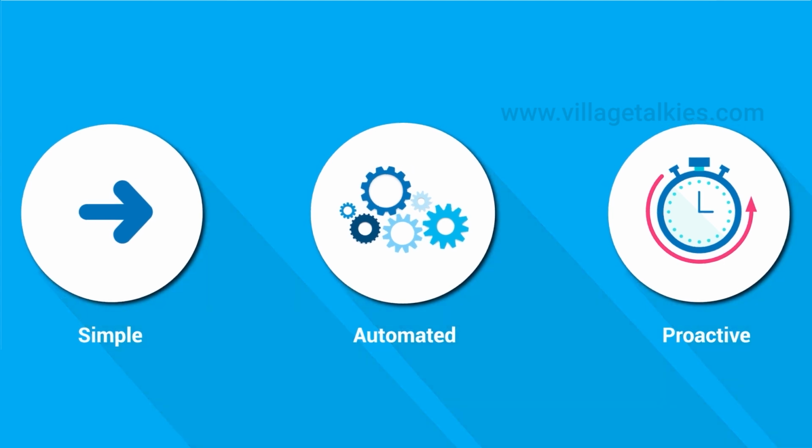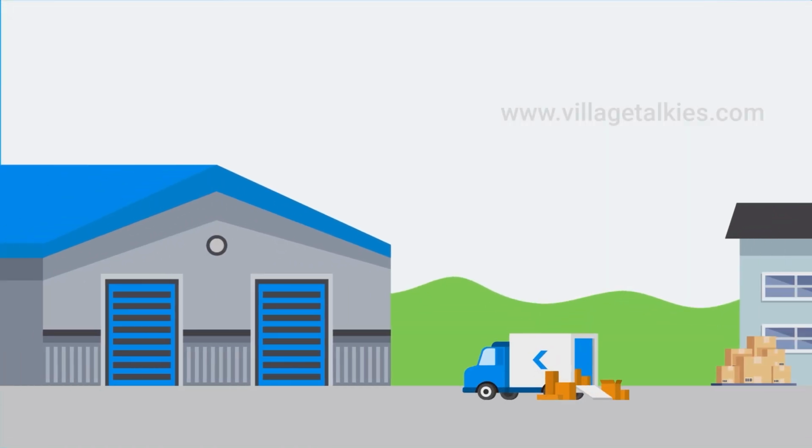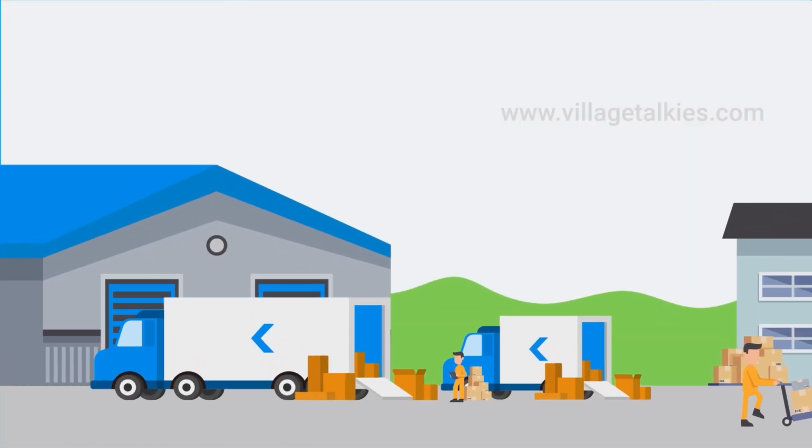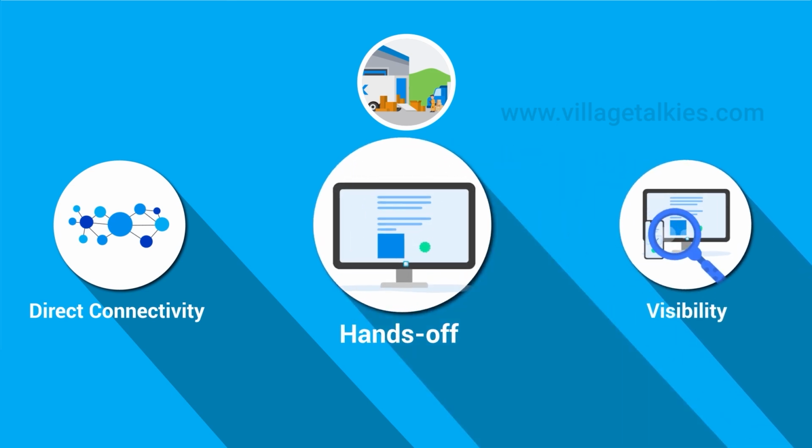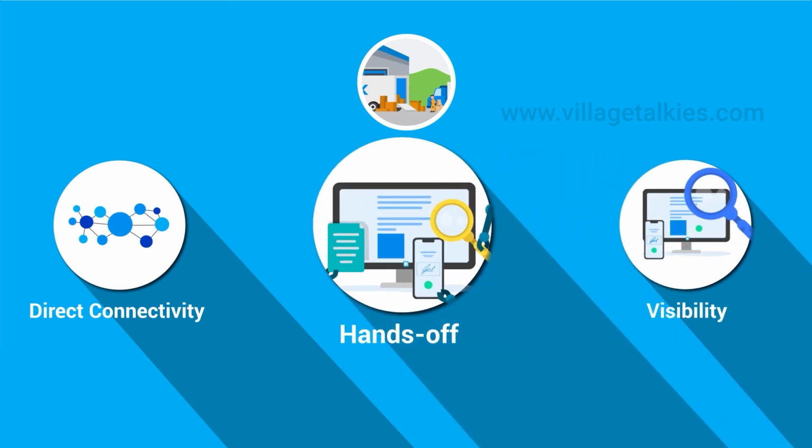Lane Access and Freight Vision work seamlessly together to give carriers and shippers the power to build their own customized freight network, providing direct connectivity, complete visibility, and a mostly hands-off system that does the heavy lifting for you. The future of transportation freight network is here.